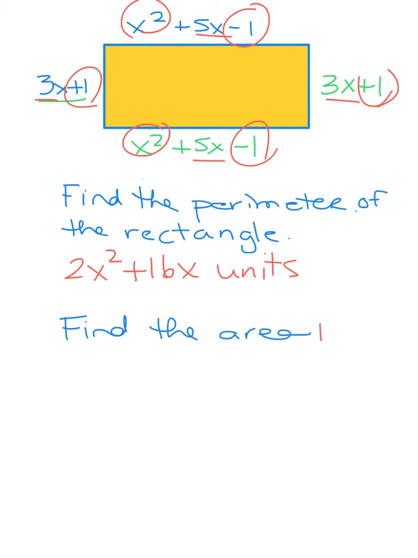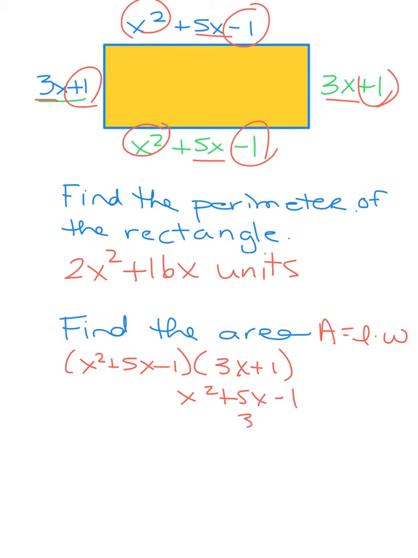Now we're going to find the area. Now remember, area is equal to length times width. So my length is x squared plus 5x minus 1, and my width is 3x plus 1. So I need to multiply those. I can again use either the horizontal or the vertical method. I'm going to use the vertical method, x squared plus 5x minus 1 times 3x plus 1. So I'm going to multiply 1 times negative 1 gives me negative 1. 1 times 5x gives me 5x. 1 times x squared gives me positive x squared.